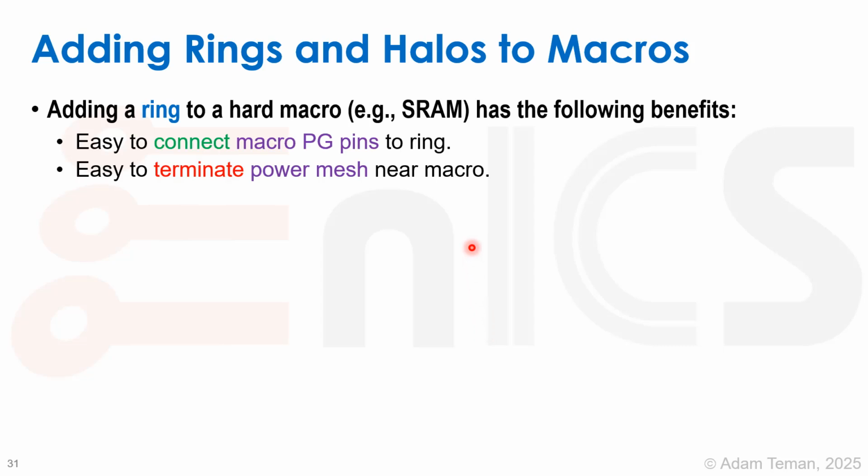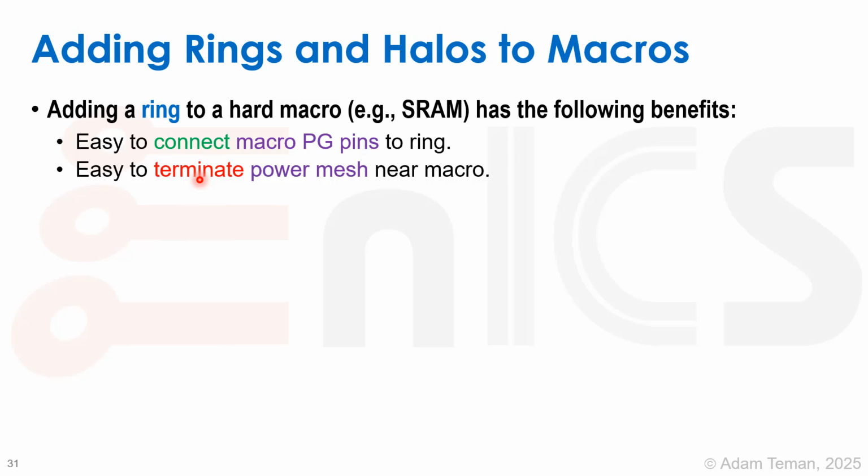So we have these macros over there, and we want to add a ring to them. There are two benefits for adding rings, basically. First of all, it's easy to connect the power and ground pins, the PG pins, to the ring. It's harder to connect the actual power and ground pins to the macro itself, even though that can be really useful and save some space. But if we put a ring around it, then it's easy to connect our stripes to those rings, and to have any connection we want inside to the VDD and ground pins that are on the periphery of the macro. So that is one thing if we put a ring around the macro.